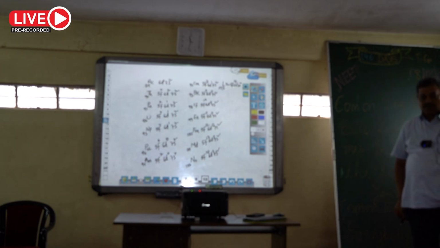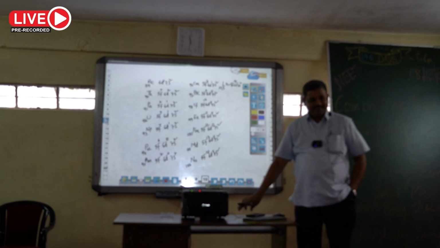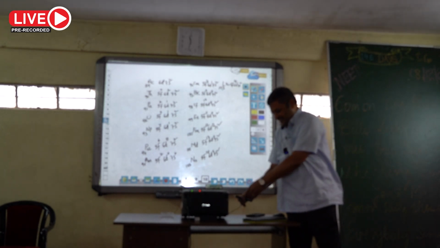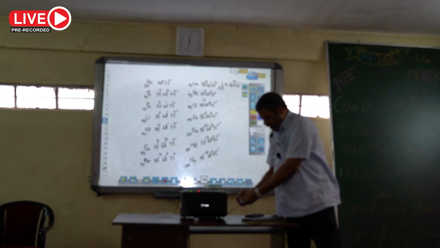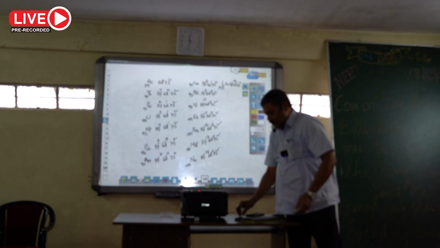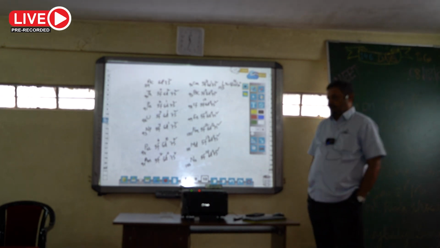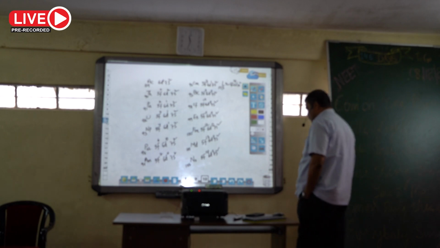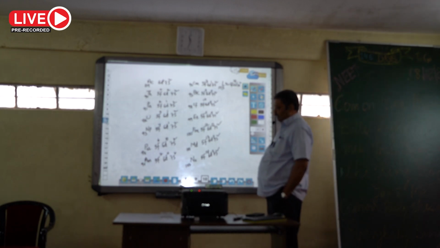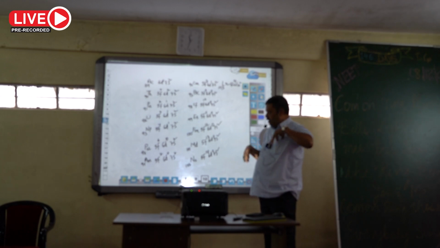Actinoid contraction is more than lanthanoid contraction, as 5f orbitals cause less shielding effect than 4f orbitals of lanthanoids. So please retain this. After the break we will continue.